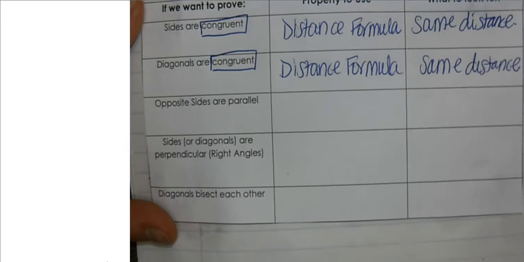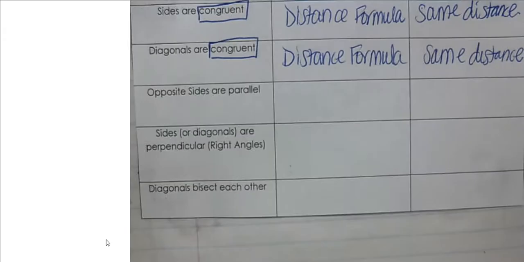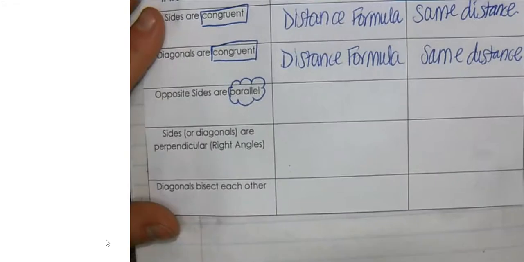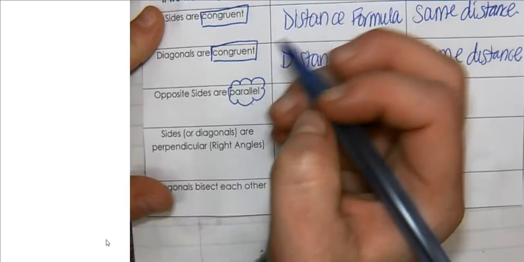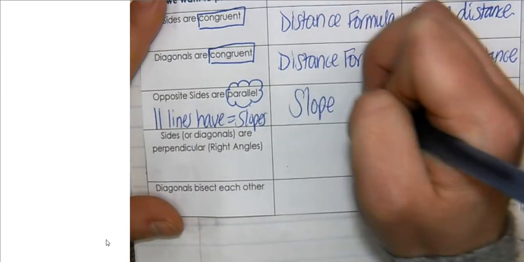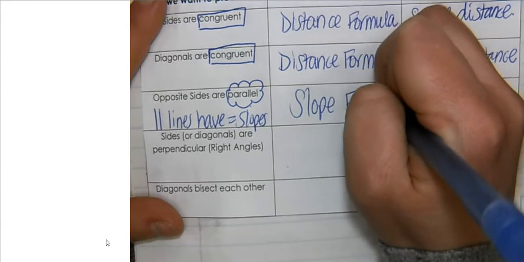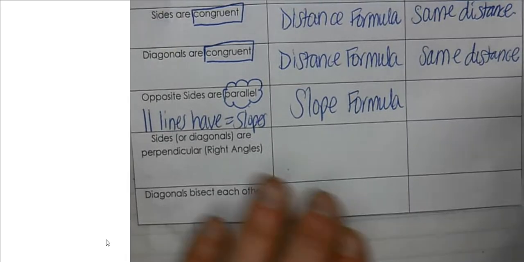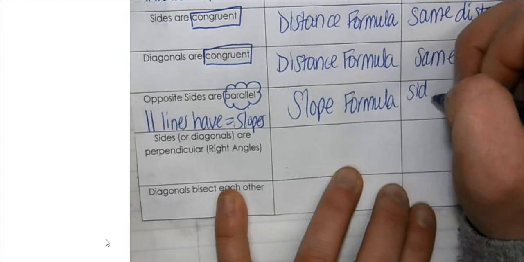If you want to show that opposite sides are parallel, parallel lines have the same slope. So we're going to be using the slope formula. And what we're going to look for is sides with the same slope.